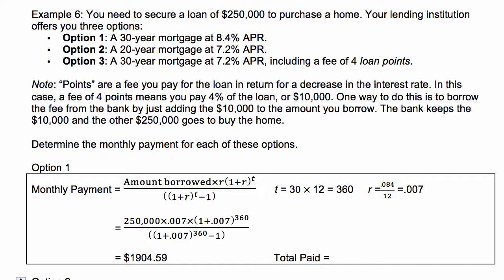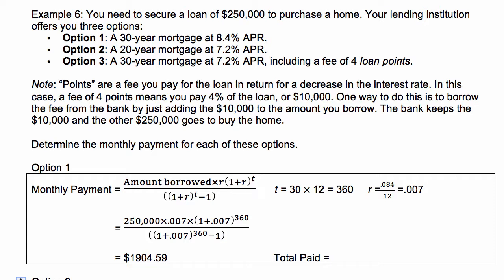Option 1, a 30-year mortgage at 8.4% APR. Option 2, a 20-year mortgage with 7.2% APR. Option 3, a 30-year mortgage at 7.2% APR, including a fee of 4 loan points.